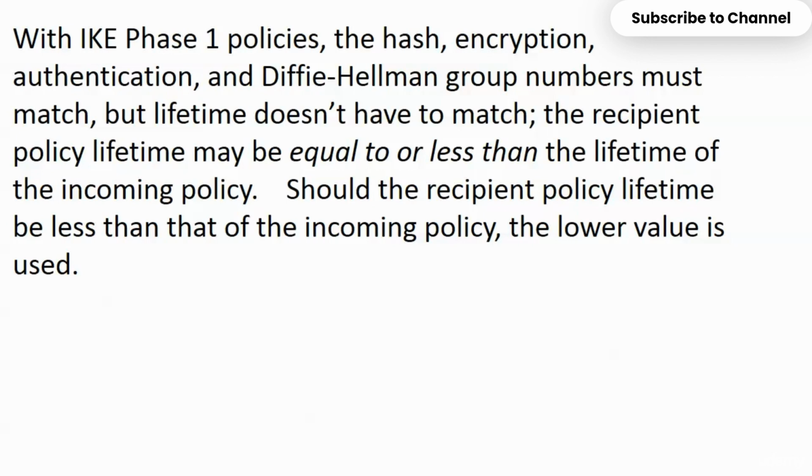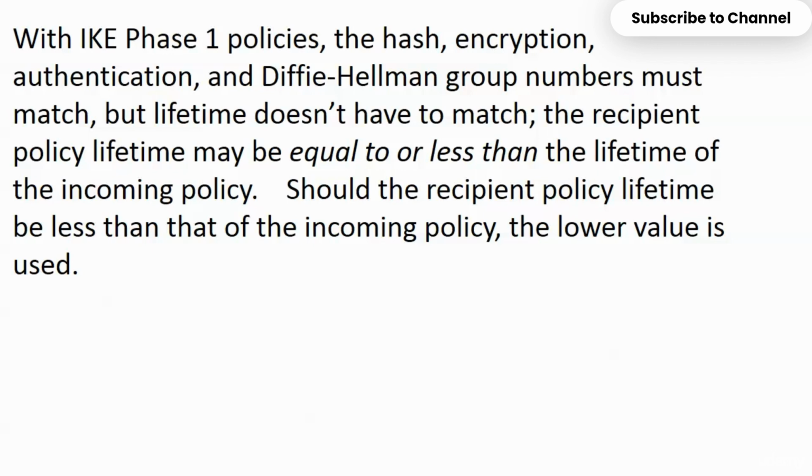So I'm hammering you over the head with this for a reason, and here's why. With IKE Phase 1 policies, the hash, the encryption, the authentication, the Diffie-Hellman group, that number, they have to match. They have to be an exact match. But lifetime does not have to match. What it has to do, though, is this. The recipient policy lifetime may be equal to or less than the lifetime of the incoming policy. And should the recipient policy lifetime be less than that of the incoming policy, the lower value is used.